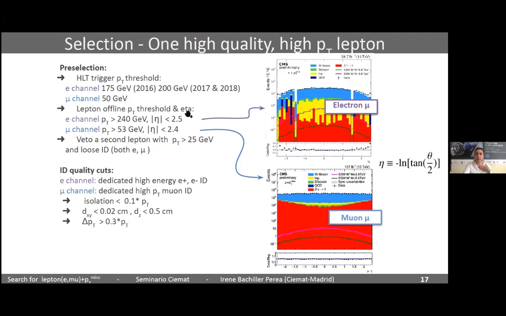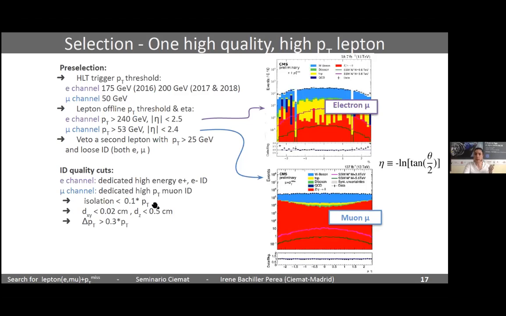And the pseudorapidity, that is what I'm showing here on the top for the electron channel, on the bottom for the muon channel, in order to be inside the acceptance of the detector. Then we also veto the events that have either an electron or a muon, and we apply dedicated cuts to define the high energy electron ID or the high PT muon ID.